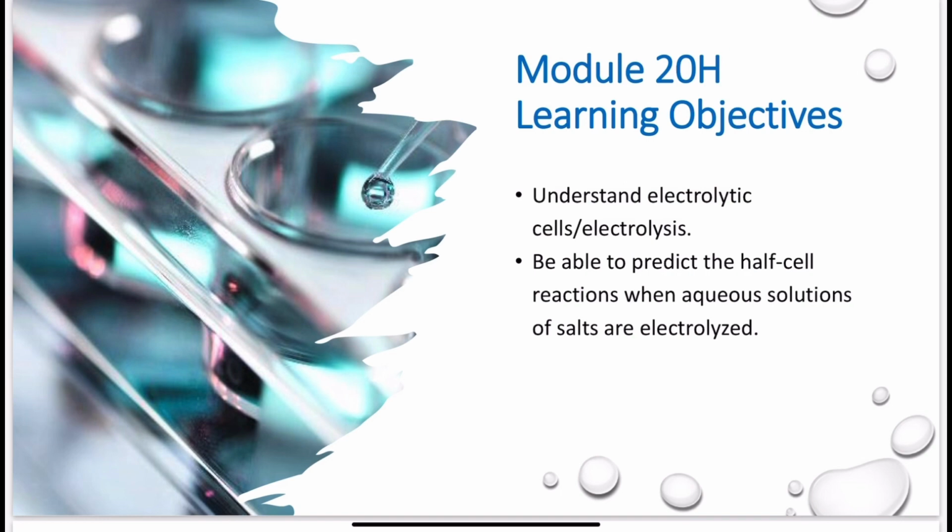This is not going to go on its own. We have to provide electricity to it. We have to force the reaction to happen. This is like when you plug your laptop in to charge it, you're forcing a non-spontaneous process to happen. So we should be able to understand electrolytic cells and electrolysis, which is just the process, and be able to predict what's being oxidized or reduced at the anode and the cathode within a reaction.